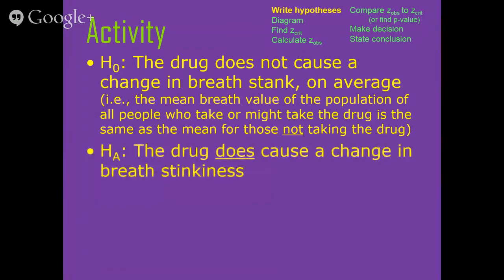The alternative hypothesis, I put HA here, sometimes I do H1, who knows. The drug does cause a change. In other words, there's going to be a difference. So writing these out in symbols, the true mean of breath stinkiness is equal to 60. That's the null hypothesis. The alternative hypothesis is that the true mean is not equal to 60.